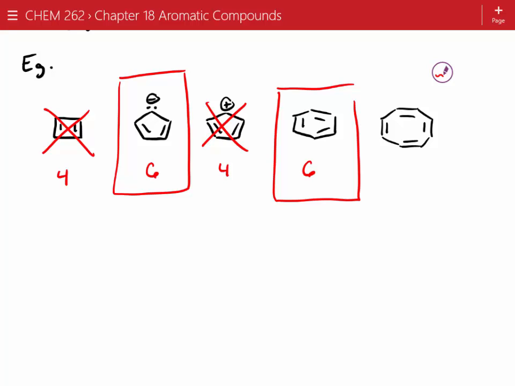What about cyclooctatetraene? How many pi electrons? 8. Is that aromatic or not? No, it is not aromatic. So these two are aromatic, and so they display that unique stability that we saw in the introduction, where we said that these are over 100 kilojoules per mole more stable than you would expect.